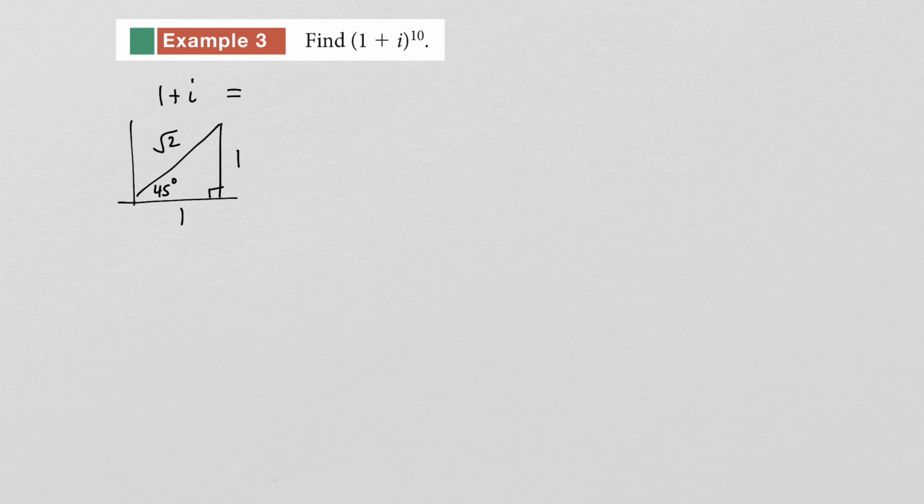So the complex number 1 plus i in trigonometric form is radical 2 times the cosine of 45 degrees plus i times the sine of 45 degrees. So now we are taking this number and raising it to the 10th power.